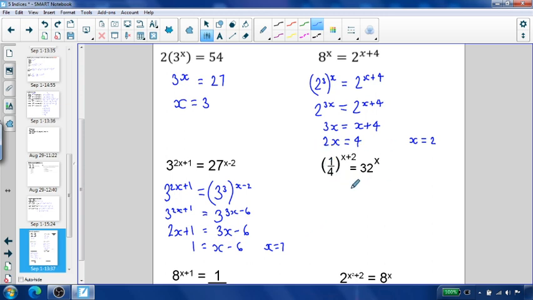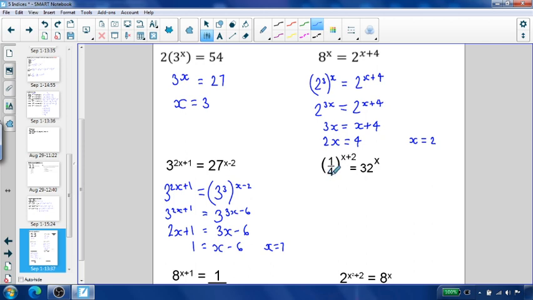Let's have a look at this one. We've got a quarter to the power of x plus 2 and 32 to the power of x. Again, I need to find the same base. Now this isn't as straightforward as the other ones because it looks like I'm going to have to manipulate both sides. Now a good base to try and start with is 2. So I'm going to change this quarter to have a base of 2.